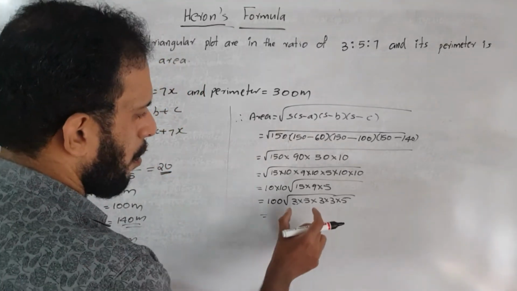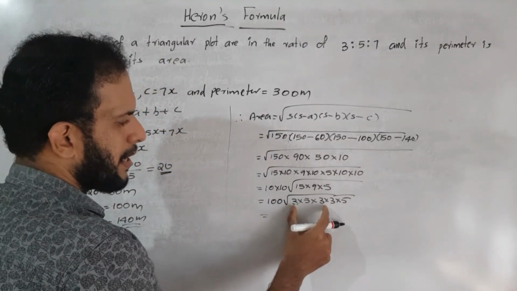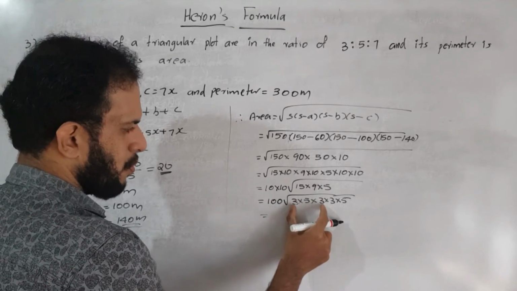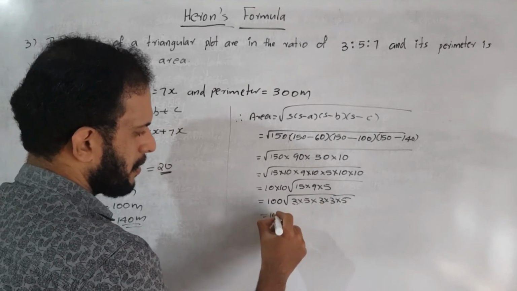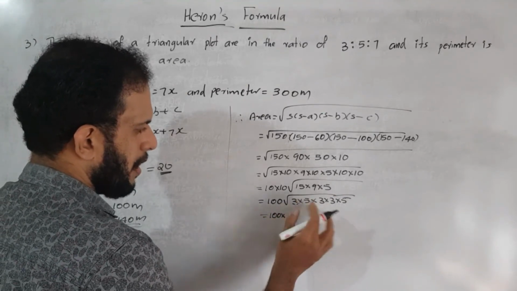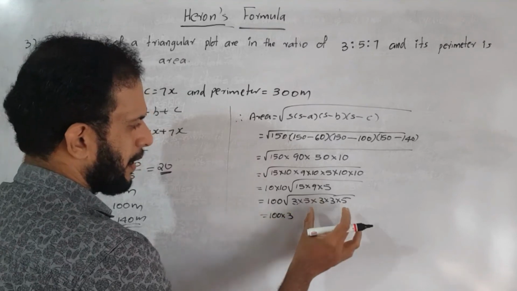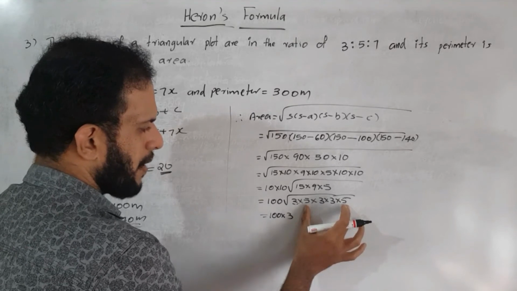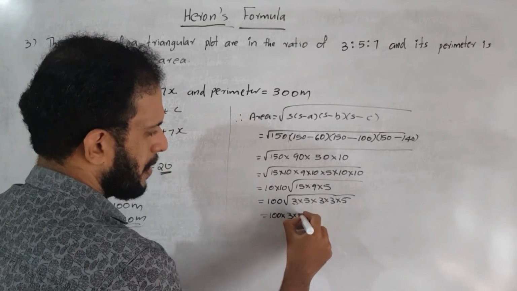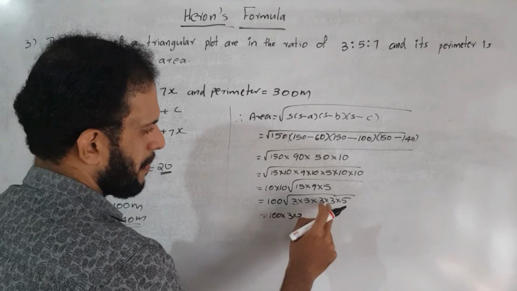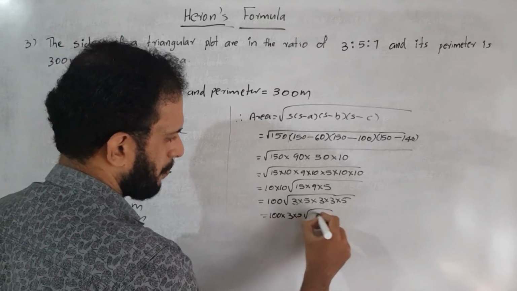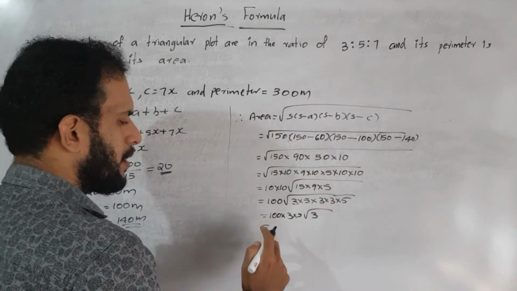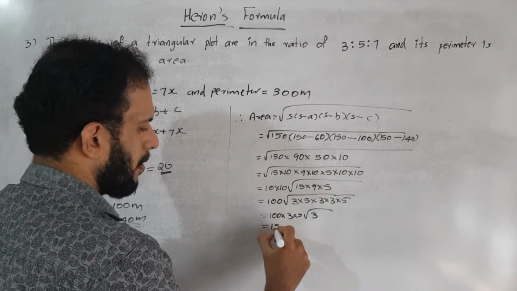Okay, then for the base of 3, how many 3s are possible to take out? 1, 3. Correct? Because only one group is possible. Then 100 into, in the group of 3, we take 1, 3 out. In the group of 5, how many groups are possible? Only one group is possible in the case of 5. So 1, 5 is taken out. Then is anything remaining? Yes, 1, 3 remains inside of the root. Then it is equal to 100 into 3 into 5 is 15. 15 into 100 is 1500.